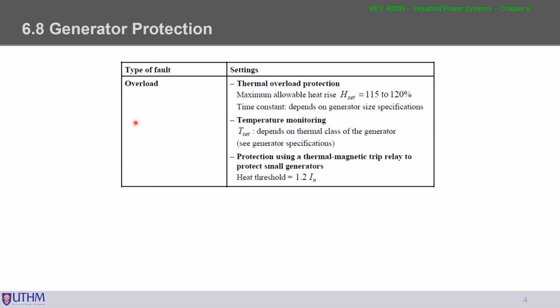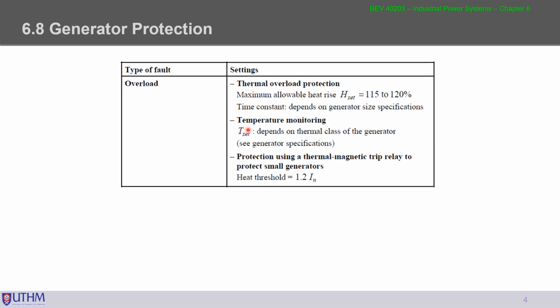Next we go to overload. The type of fault is the overload fault. This is the setting for the overload fault. First one is the thermal overload protection. The maximum allowable heat rise, H set, is equal to 115 to 120%. The time constant depends on the generator size specification. So this is the range of the thermal overload protection setting.